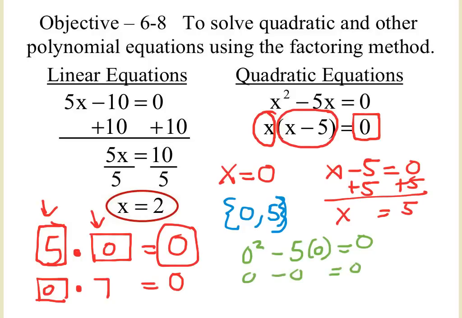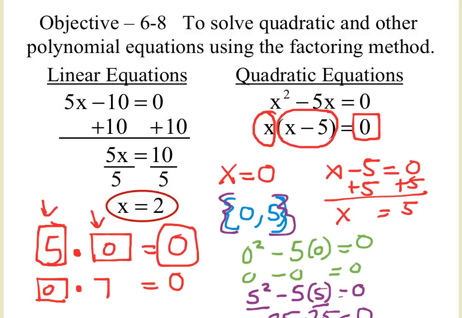If it's 5 squared minus 5 times 5, remember if x equals 5, all I'm doing is substituting it in. Is that a true statement? 25 minus 25 does in fact equal 0. So both solutions work, 0 and 5. And this quadratic has two answers, 0 and 5.